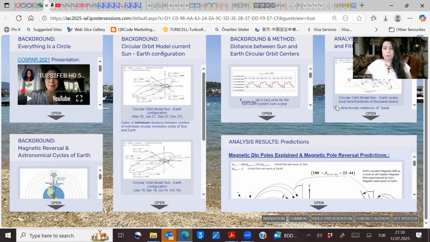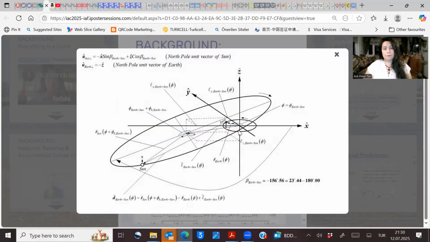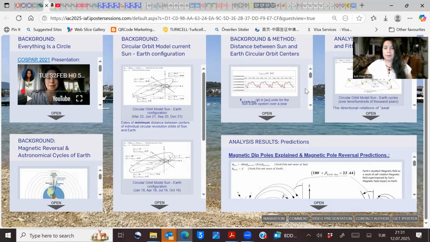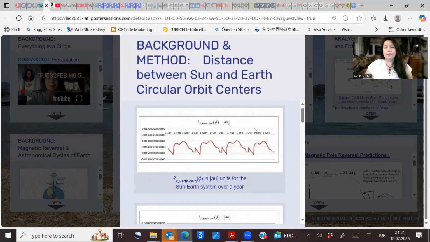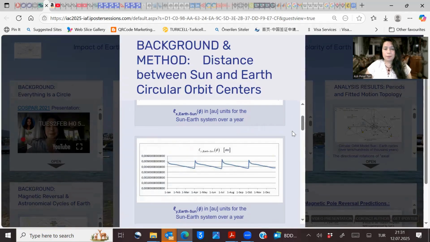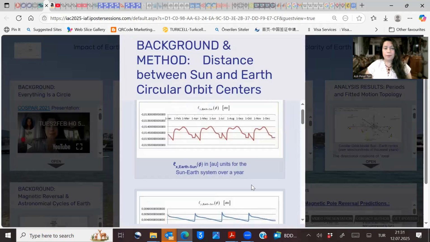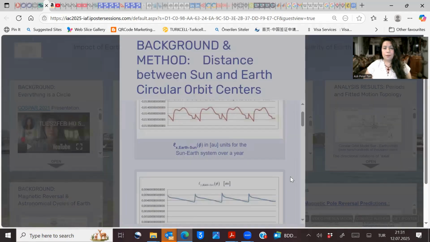Now, according to my circular orbit model, this is based on the L vector, the distance vector between the centers of revolution of the circular orbits of the Sun and Earth. It has three components, the LX, LY, and LZ components. And as part of my research, I have also calculated these LX, LY, and LZ components. This is the LX, LY, and LZ.